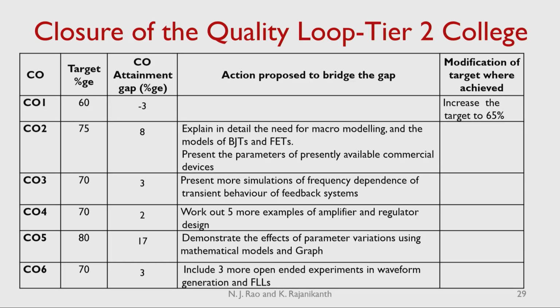Closure of the quality loop is similar to the case of Tier 1. When the target was attained, the target is revised. In the case of CO1, it becomes 65%. With respect to all other COs, actions are proposed to bridge the gap.